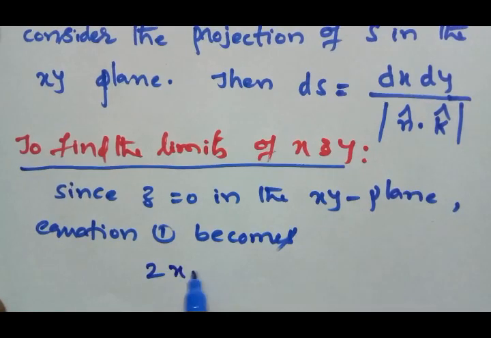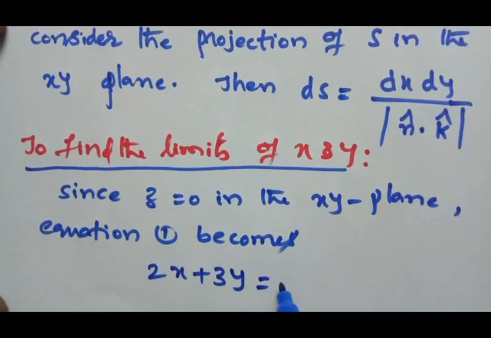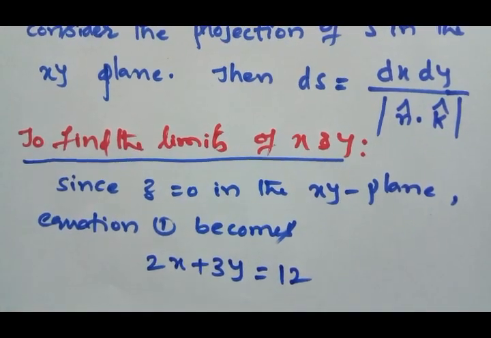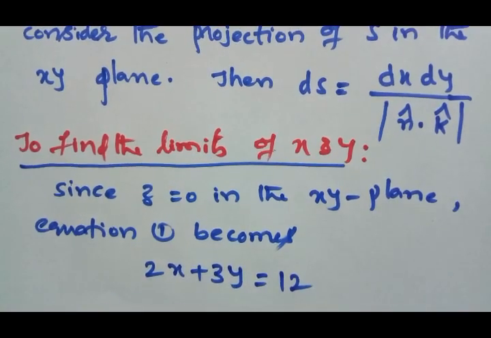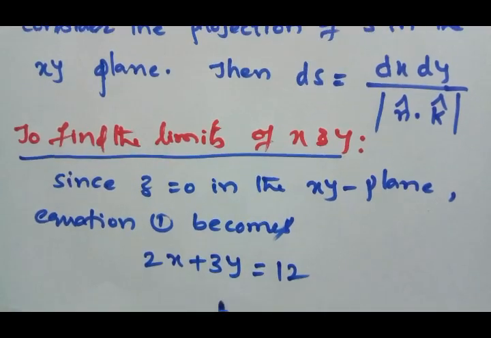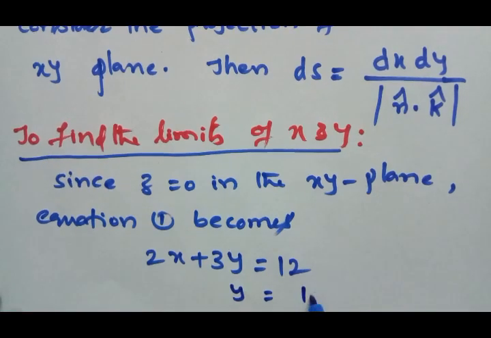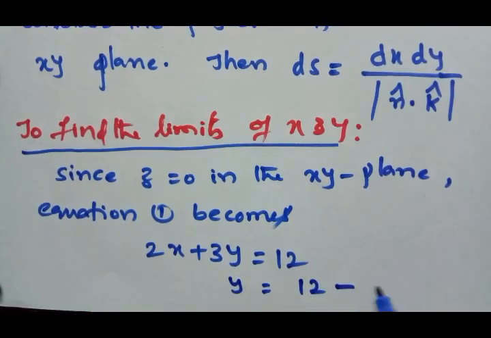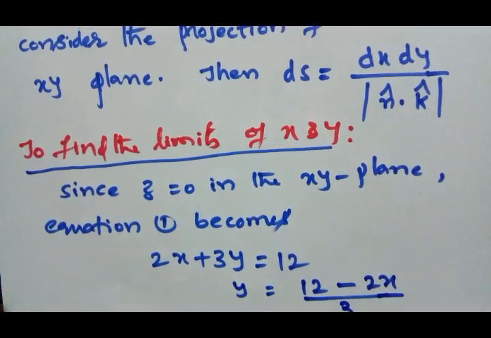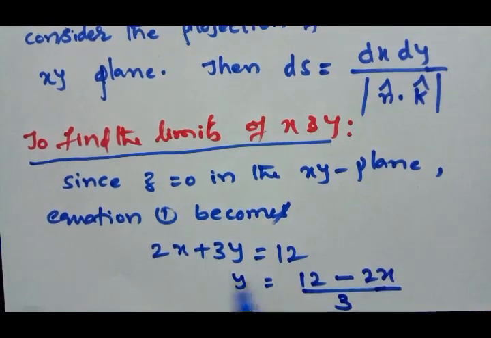2x plus 3y equal to 12 minus 12 equal to 0. That means 12. So therefore it becomes a two-dimensional graph. So therefore from this, y is equal to 12 minus 2x by 3.